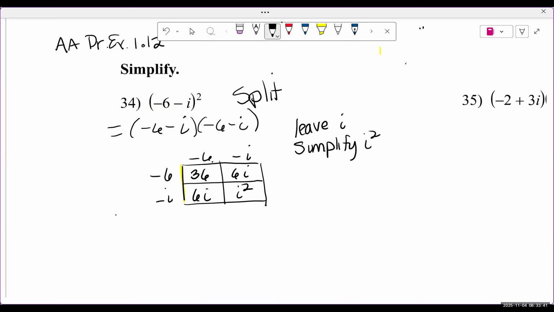So now we need to remember that the i's we're going to leave, but the i squared, we're going to simplify. So i squared equals -1. We combine like terms and we get 35 plus 12i.